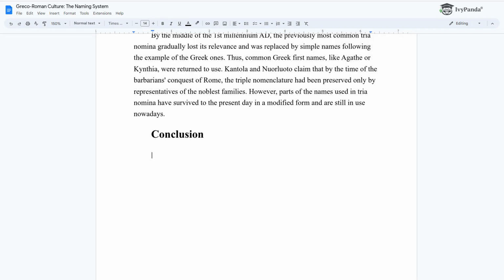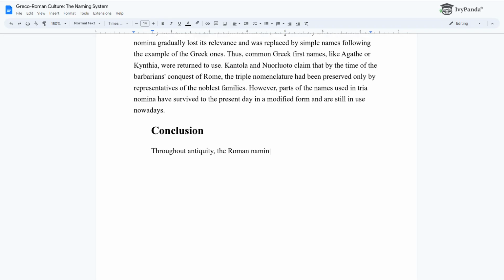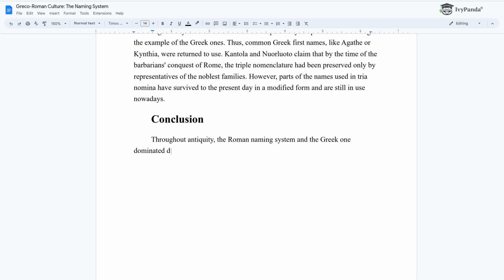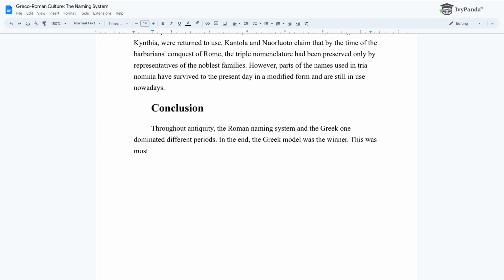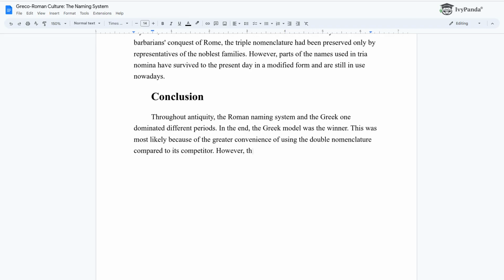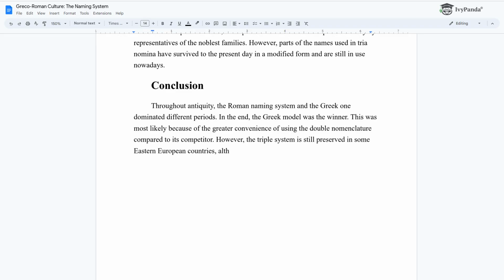Conclusion. Throughout antiquity, the Roman naming system and the Greek one dominated different periods. In the end, the Greek model was the winner. This was most likely because of the greater convenience of using the double nomenclature compared to its competitor. However, the triple system is still preserved in some Eastern European countries, although it differs from the one used in ancient Rome.